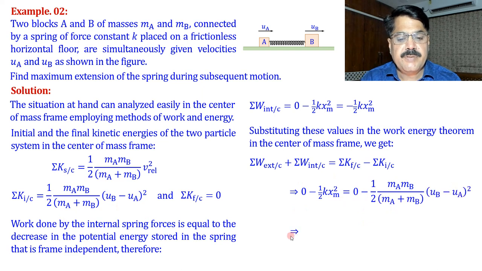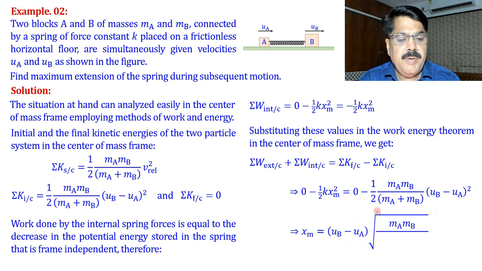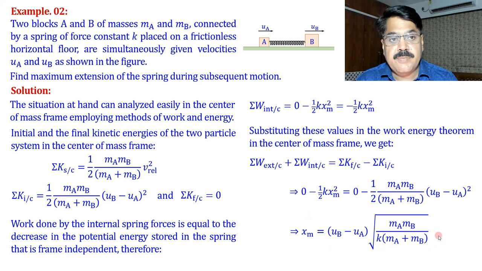So xm is ub minus ua, square root of ma mb upon k into ma plus mb. So that is the maximum extension. Now you can see how easily you can obtain this by using the center of mass frame.